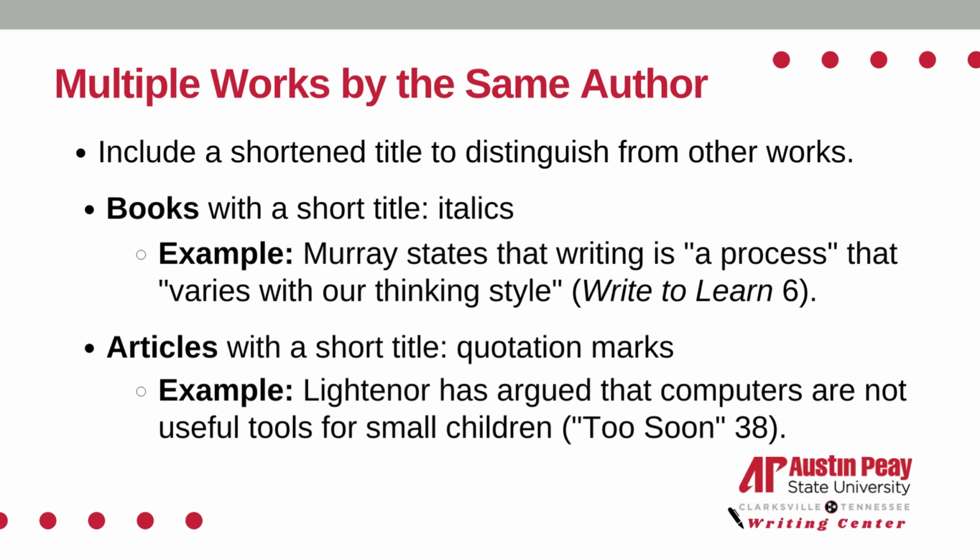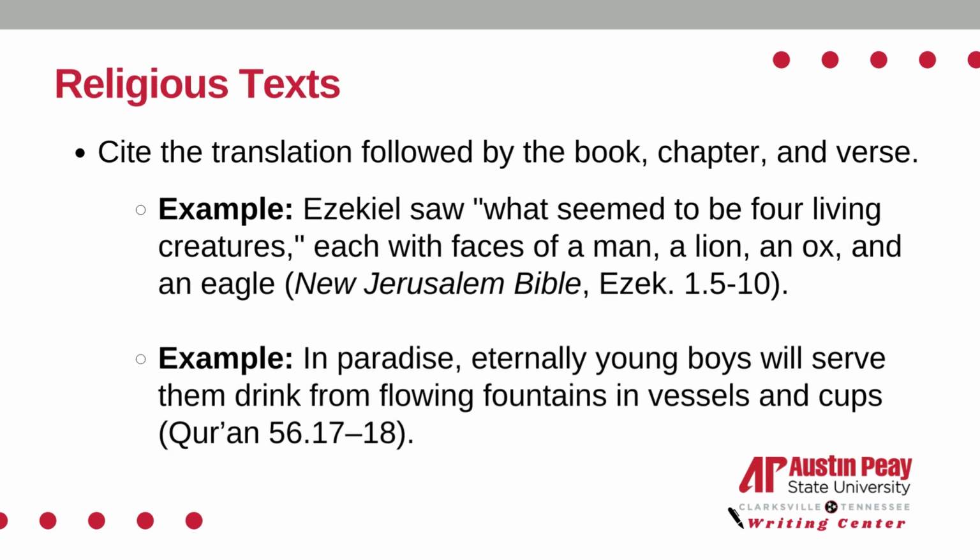When citing 2 books by the same author, place the short title of the book in italics. When citing 2 articles by the same author, place the short title of the article in quotation marks. When citing religious texts, create the citation with the name of the book followed by the chapter and then the verse. When citing a specific translation, cite the translation first. If you reference the same edition again, use only the book, chapter, and verse in parentheses.